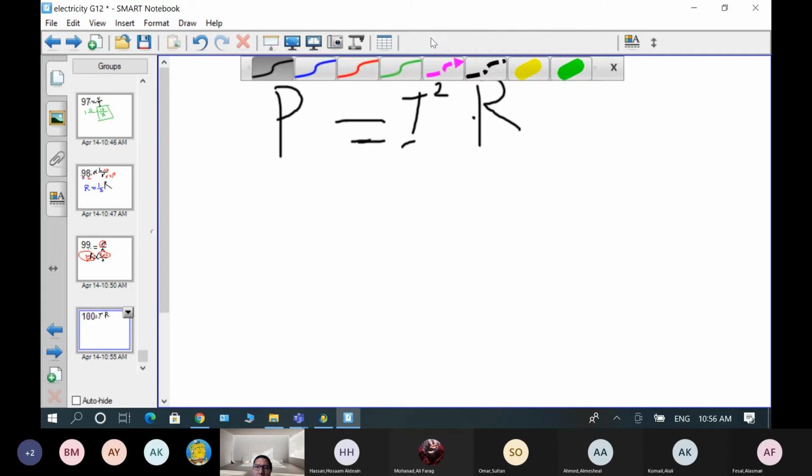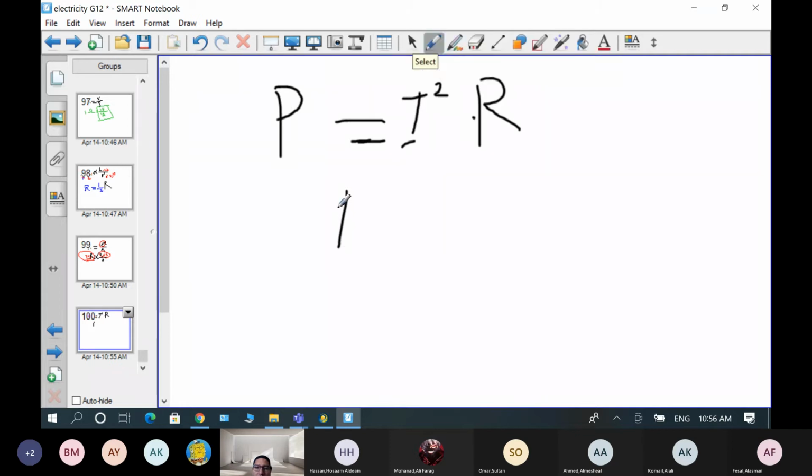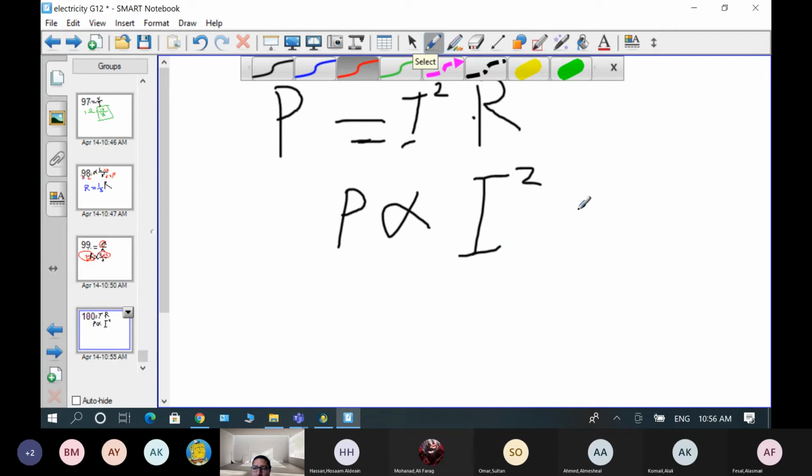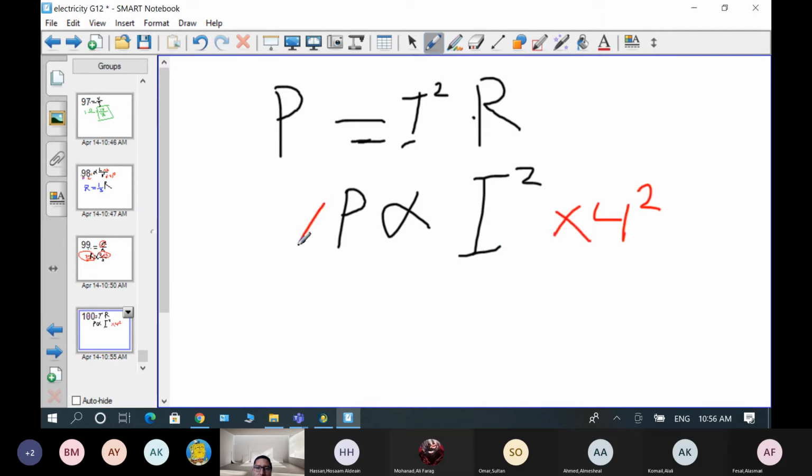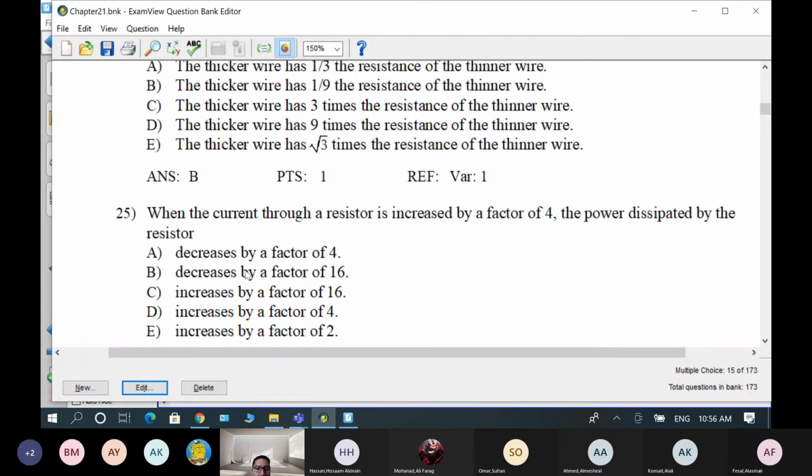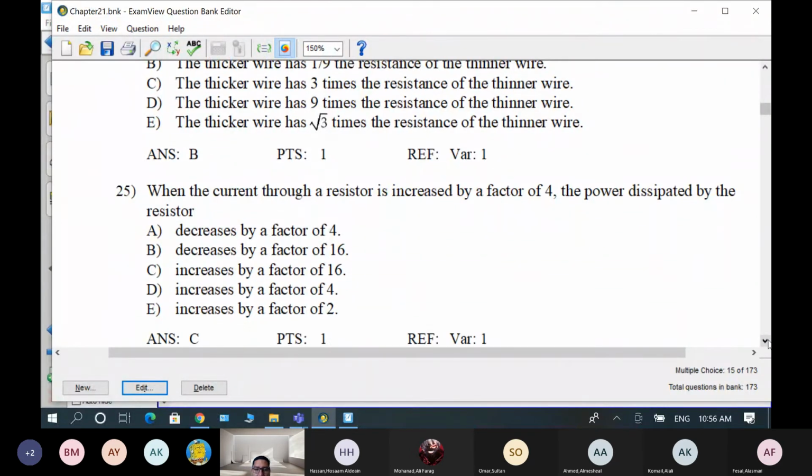What happened to the power? We can apply the same method that we did before. Power is directly proportional to I squared. So we increase the current 4 times. 4 times means what? 4 squared, so the power will be increased by 4 squared, which is 16 times. Thank you, Hassan. So increased by a factor of what? 16. The answer is C.